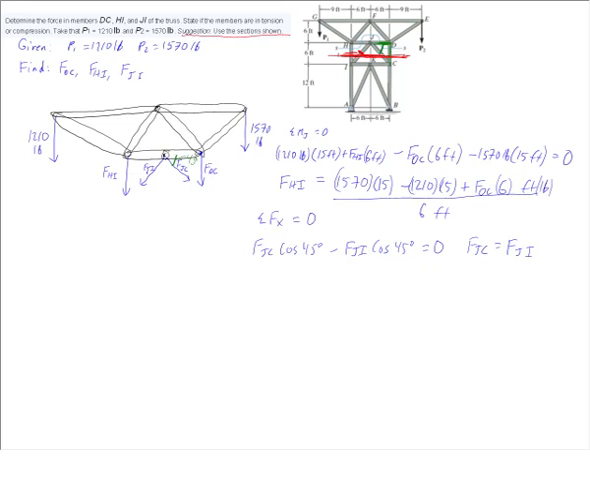Okay, so now we're going to do the sum of the moments. We could choose to do either the sum of the moments at D or the sum of the moments at H. So I'm going to go ahead and choose H. The sum of the moments at point H equals 0. From point H, we were going 9 feet over to the 1210, and it would be positive, so we'd have 1210 times 9 feet.